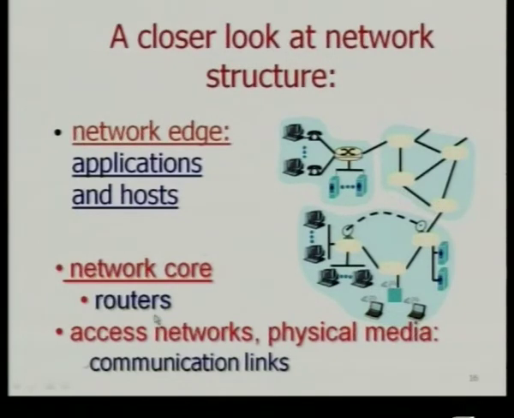Then we have access networks and physical media, which actually constitute the communication links. The links which are used to either access the network and also for the links which are used for transferring data from one intermediate node or one router to another router. So there are 3 different parts that you can look at with respect to the network structure.